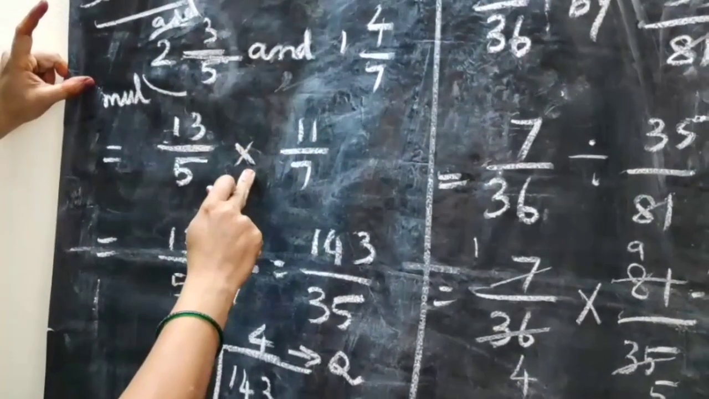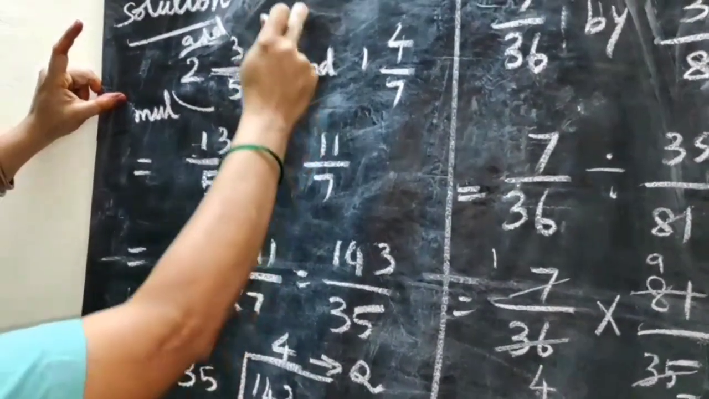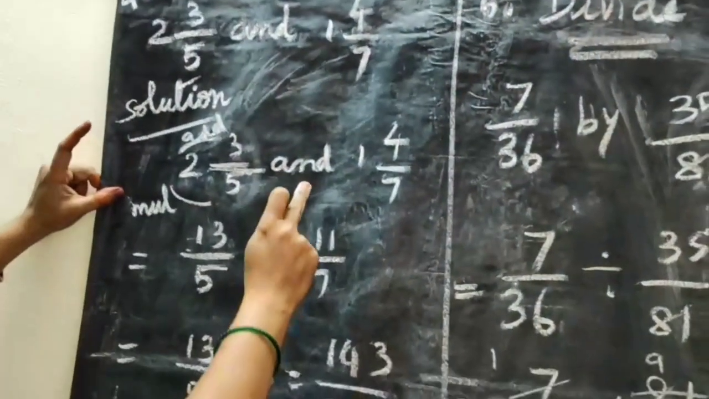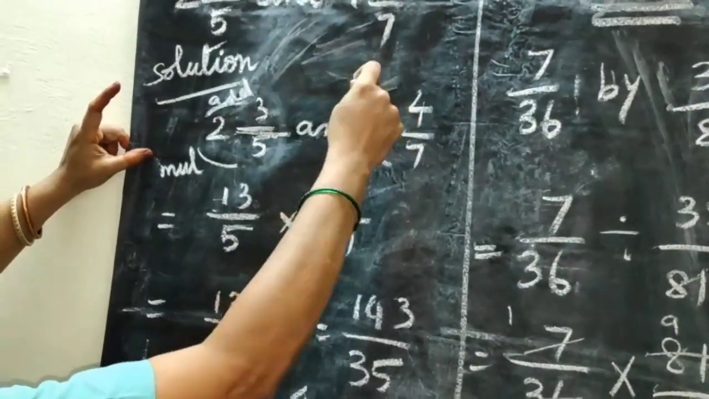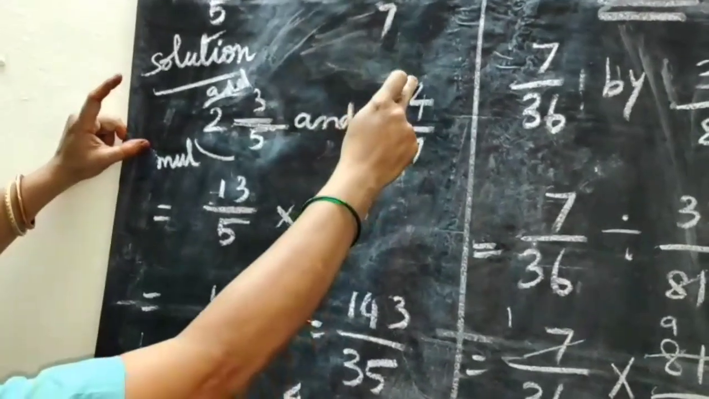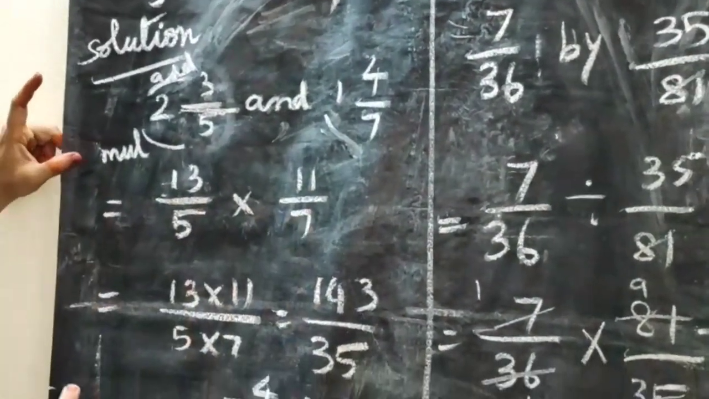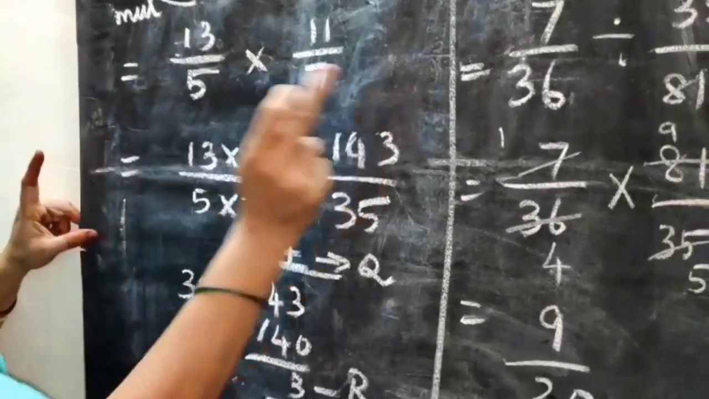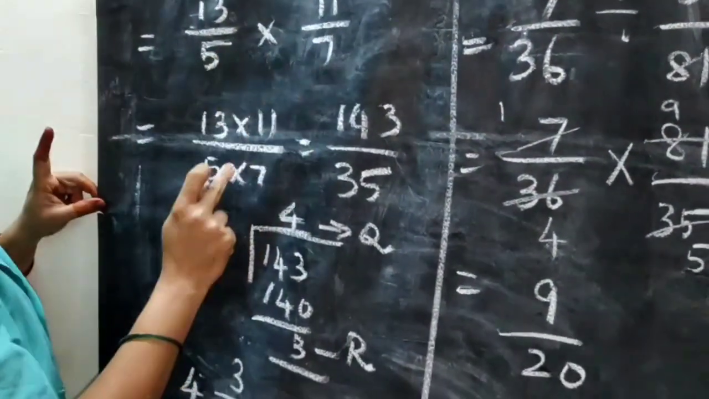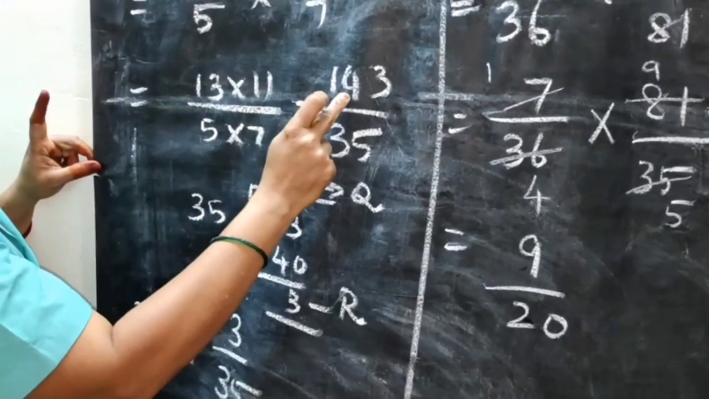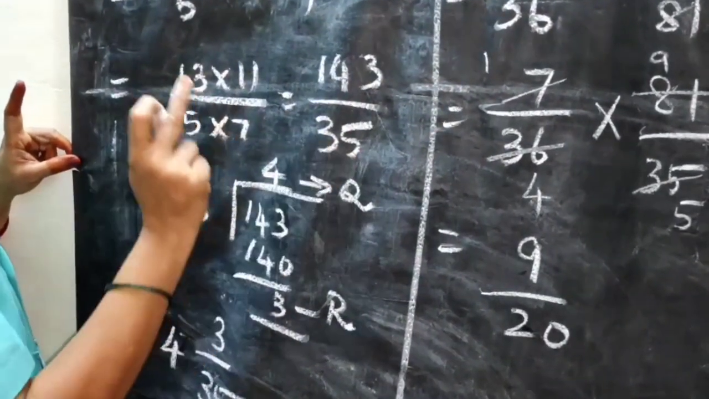And the symbol to use is multiplication. Why? Because the given sum is a multiplication sum. So 1 7 is 7, then addition: 7 plus 4 is 11. 11 by 7. As usual, addition here is very easy. So 13 into 11 divided by 5 into 7. 13 11s are 143, divided by 35.